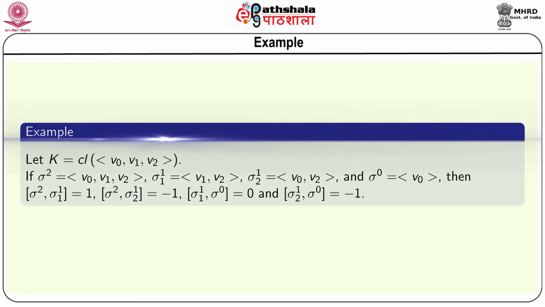If sigma 2 is V0, V1, V2, sigma 1,1 stands for the one simplex V1, V2, sigma 1,2 stands for the one simplex V0, V2, and sigma 0 stands for the 0 simplex V0, then sigma 2, sigma 1,1, this incidence number is 1, sigma 2, sigma 1,2, this incidence number is minus 1, the incidence number sigma 1,1, sigma 0 is 0, and sigma 1,2, sigma 0, this incidence number is minus 1.